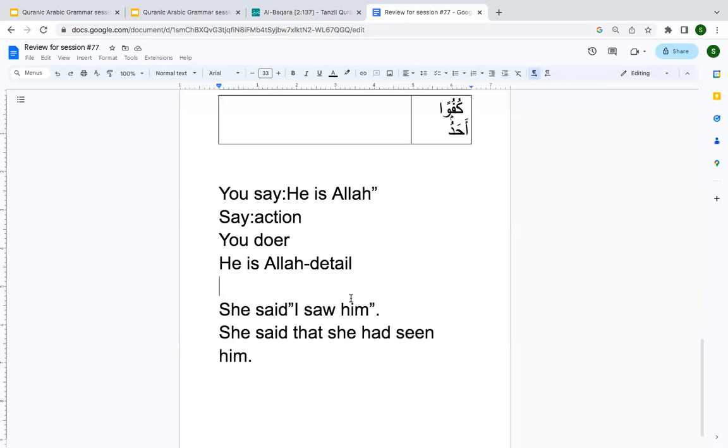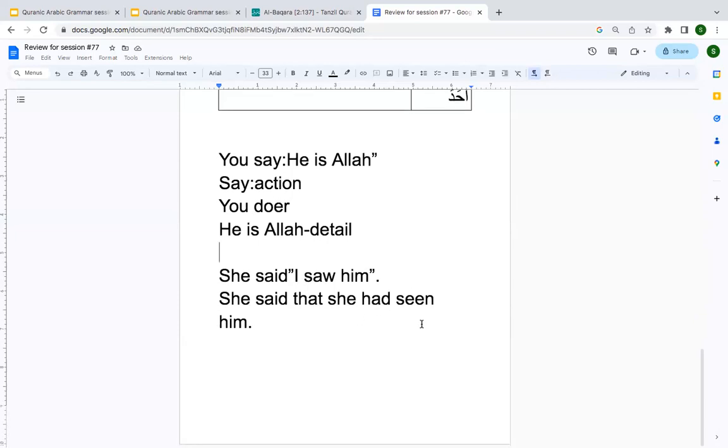this whole entire thing is going to be detail, right? And this is going to be maful bihi, right? What did she say? She said "I saw him", right? So this is the concept of direct and indirect speech. You must have gone over that concept in your English grammar, right? It's going to be introduced to you in the next few sessions, slowly and gradually, inshallah. But remember how to make connections.